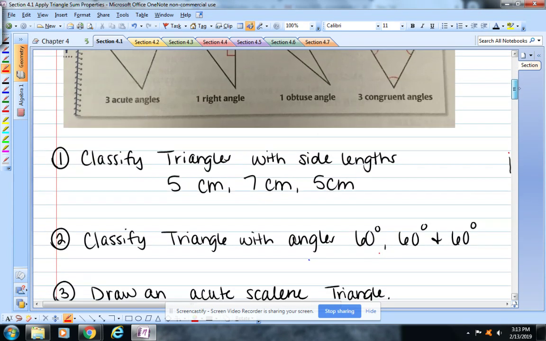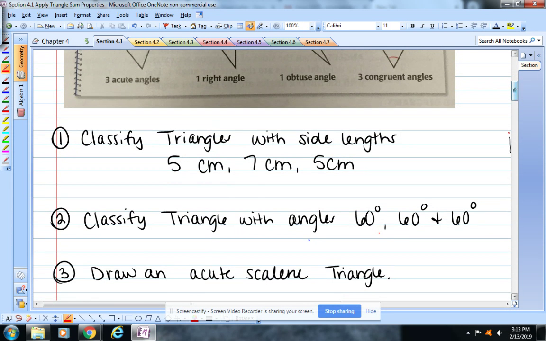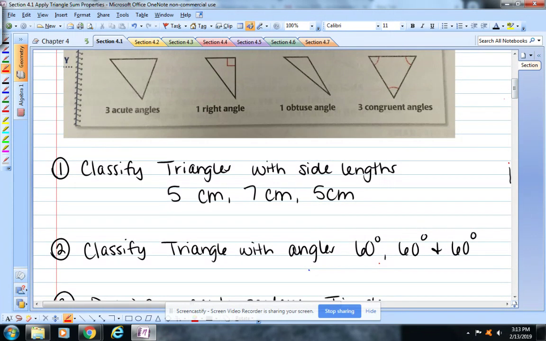All right, so next we're going to use that information to help us classify some triangles. A triangle that has lengths of 5 centimeters, 7 centimeters, and 5 centimeters. Well, this is talking about side lengths, so we're going to use one of our side classifications. Notice that these 2 are the same measure, the 2 5 centimeters, so that would make this an isosceles triangle.